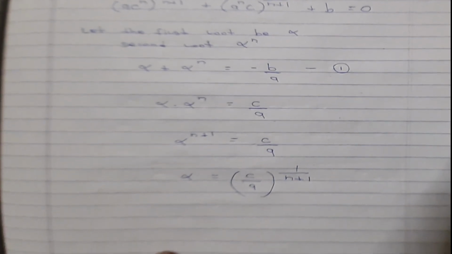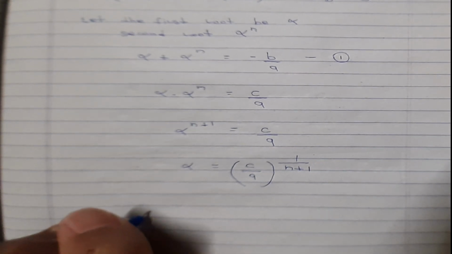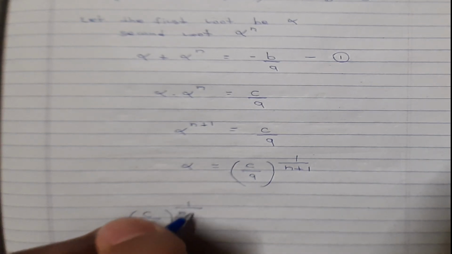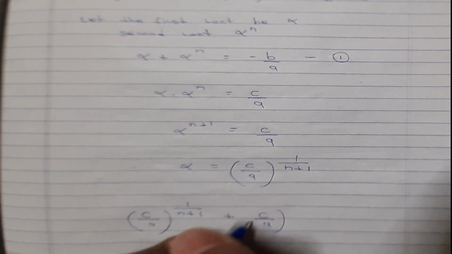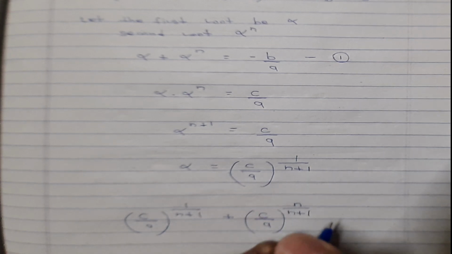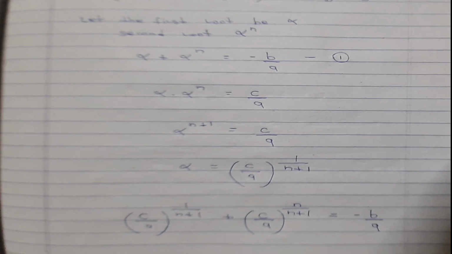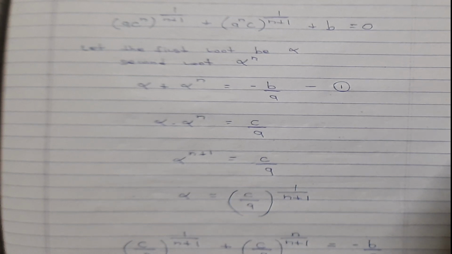Now substitute this value of alpha in equation 1. We get (c/a)^(1/(n+1)) + (c/a)^(n/(n+1)) = -b/a. Now this looks very similar to the above equation which we have to prove. So let us rearrange some terms to see what we get.